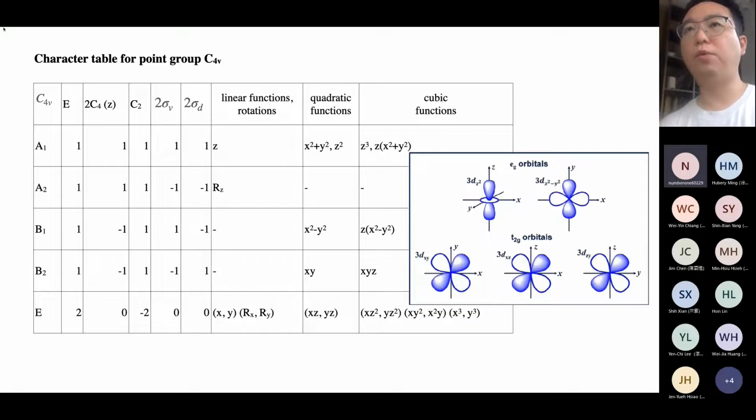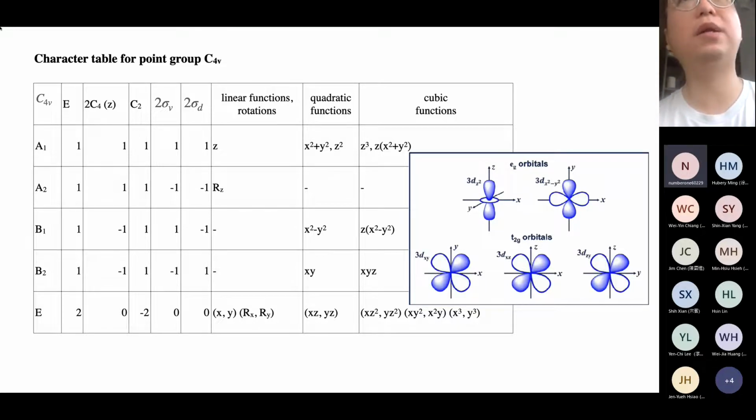So first let us understand what is point group symmetry. Let me use the simplest example, C4V. C4V means it's a square lattice. A square lattice is invariant under 90-degree rotation, 180-degree rotation, and also reflection. Okay, so let me just explain what it means here.